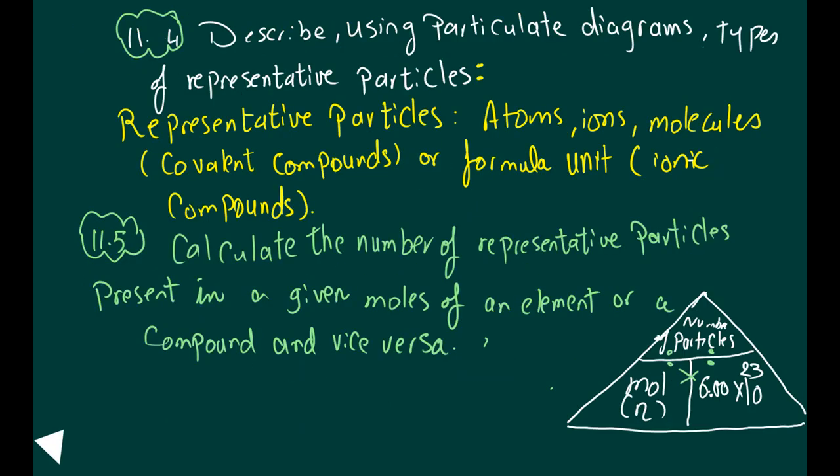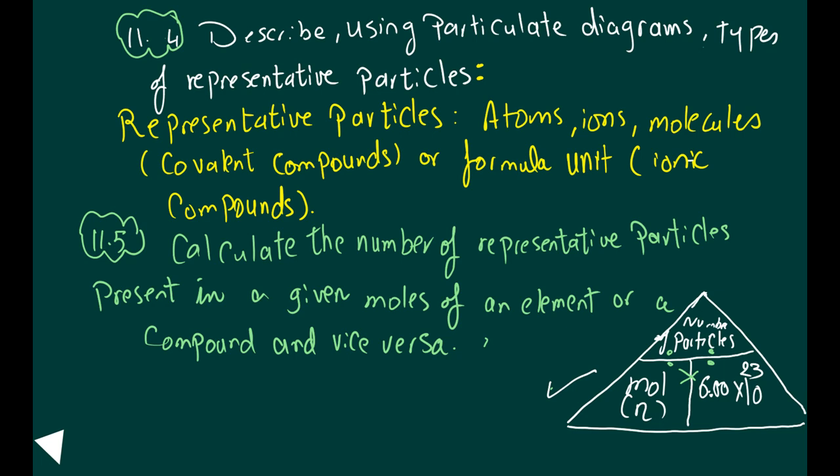4. Describe, using a particulate diagram, types of representative particles. Representative particles might be atoms, ions, molecules, like covalent compounds, or formula units in the case of ionic compounds. Also, you should be able to use this triangle accurately to calculate the number of representative particles in a given sample in moles of an element or a compound.